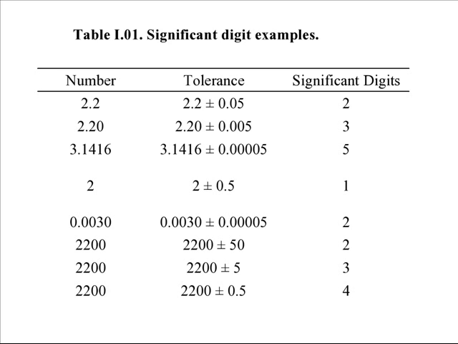In the next 3 examples you see where the tolerance itself has to dictate the number of significant digits, and therefore that tolerance must be given for you to determine how many significant digits there are. You have 2200, however, depending on the tolerance, that will dictate the number of significant digits, which on the screen you see 2, 3, and 4, which all correspond to where the half step actually is located.